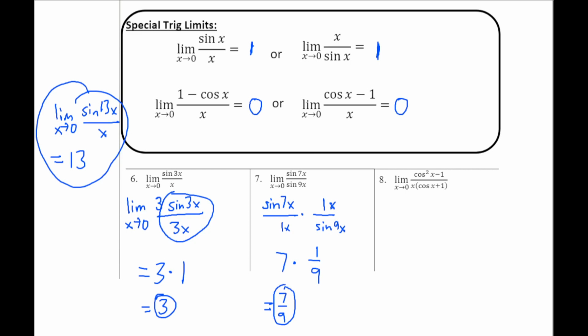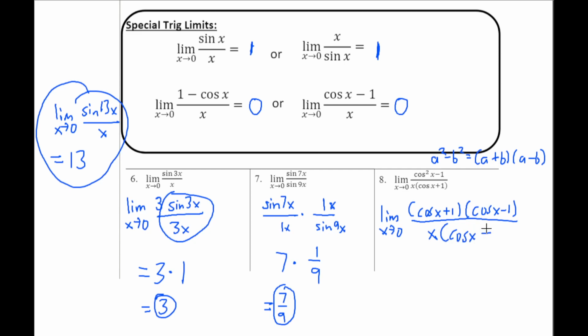All right, so this last problem here, question 8, we have cosine squared of x minus 1. This looks similar to the identity you have to remember: a squared minus b squared is equal to a plus b times a minus b. So this is like cosine x squared minus 1 squared. To factor the top, we get cosine of x plus 1 times cosine of x minus 1, over x times cosine x plus 1.